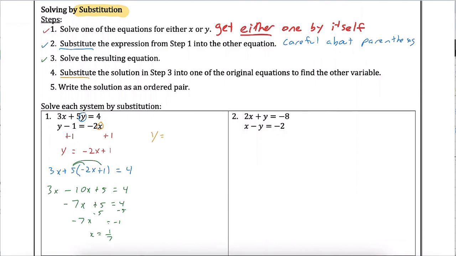So y equals negative 2x plus 1. I'll rewrite that so we know what we're doing. And then I'm going to take that 1/7 and plug it in for x. So y equals negative 2 times 1/7 plus 1. And that equals 5/7. So my solution, I'm going to make sure to write it together as an ordered pair with the x first and the y second. And that's your answer.